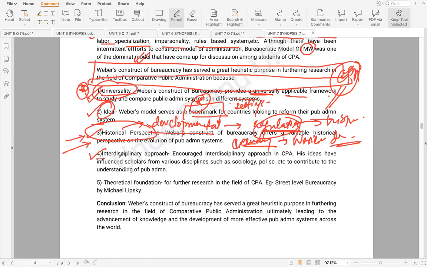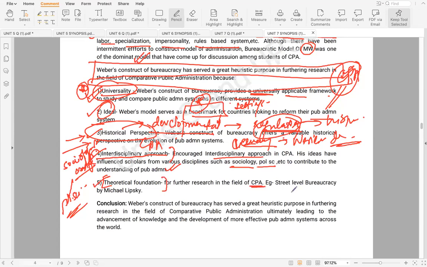Fourth is the interdisciplinary approach. You know that Weber was a sociologist. However, he came out with an administrative theory, which can also be linked to political science. So Weber's theory was interdisciplinary in itself. That is why you can also see CPA to be interdisciplinary. It encouraged an interdisciplinary approach. His ideas have influenced scholars from various disciplines like sociology and political science to contribute to the understanding of public administration. He also laid down a theoretical foundation for further research in the field of CPA.